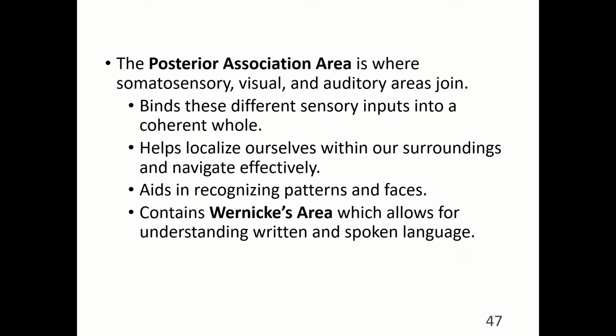The posterior association area is where somatosensory, visual, and auditory areas join. The posterior association area binds these different sensory inputs into a coherent whole. It helps localize ourselves within our surroundings and navigate effectively. It aids in recognizing patterns and faces, and it contains Wernicke's area, which allows for understanding written and spoken language.